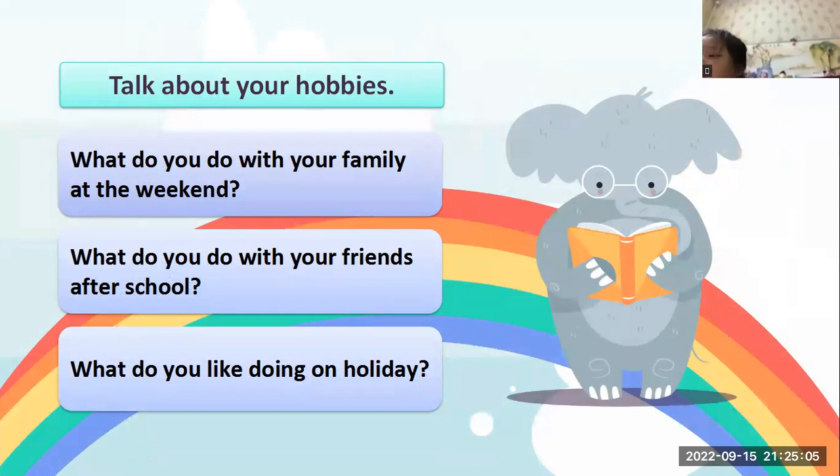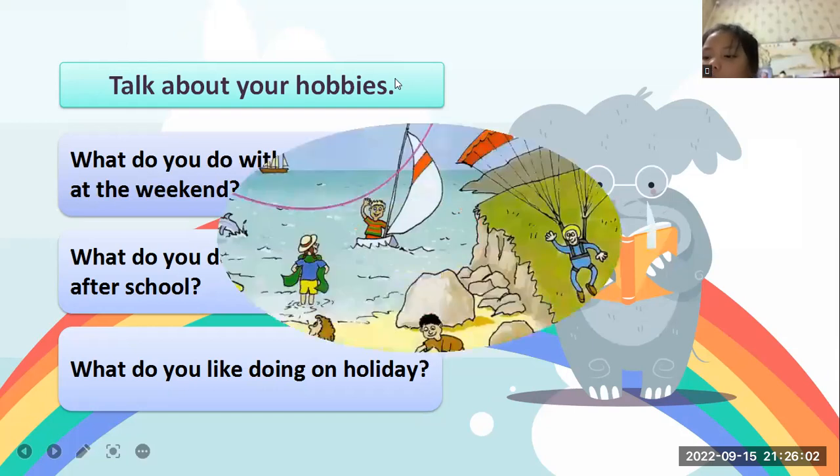What do you do with your family at the weekend? I go to the beach with my family. Okay, what do you do with your friends after school? I play basketball. What do you like doing on holiday, Elsa? Because it's very happy. Okay, what do you like doing on holiday? I like watching movies. Okay, you like to go and watch a movie. Very good. Thank you for answering my question.